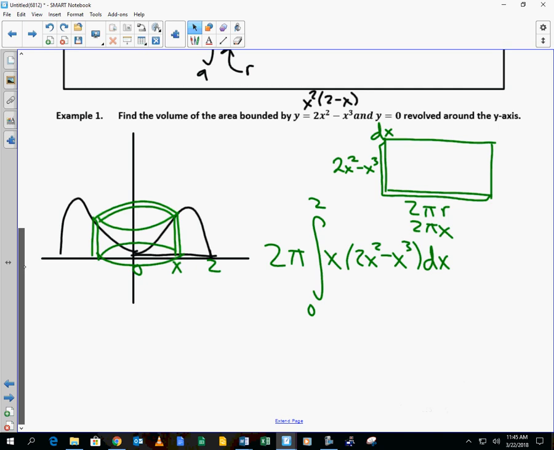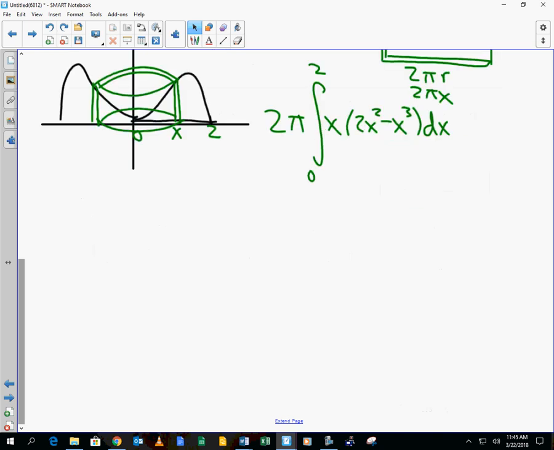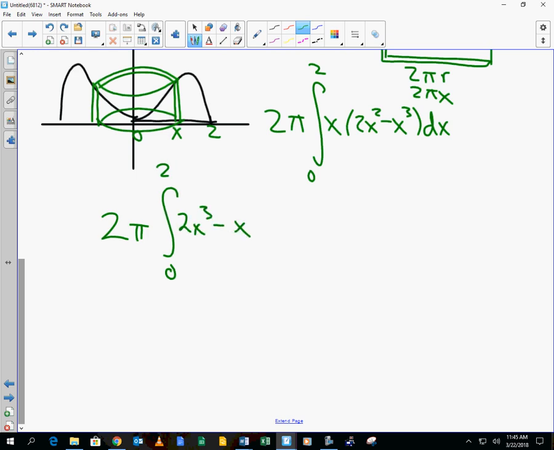All right, here we go. This is our integral. Now, the nice thing about this is compared to washers, you don't have to square anything. So a lot of times you avoid a messy integral. We get 2 pi times the integral from 0 to 2, and you just distribute the x, you get 2x cubed minus x to the fourth dx. So really the only thing that happens when you do the cylindrical shell method is just distribute that x.